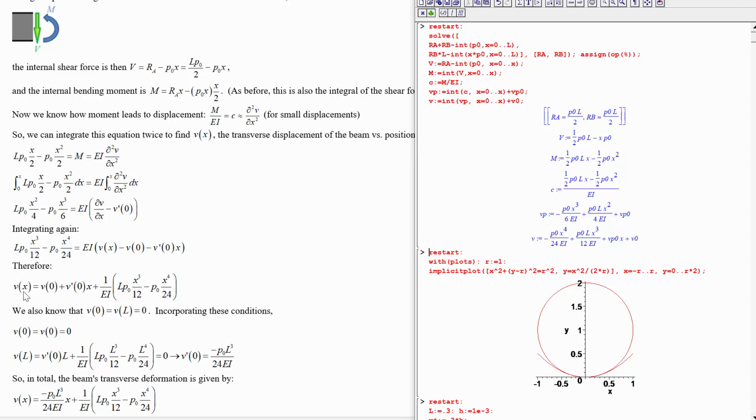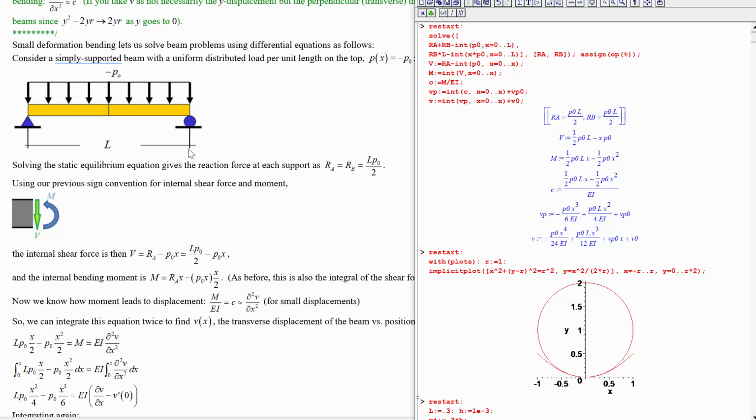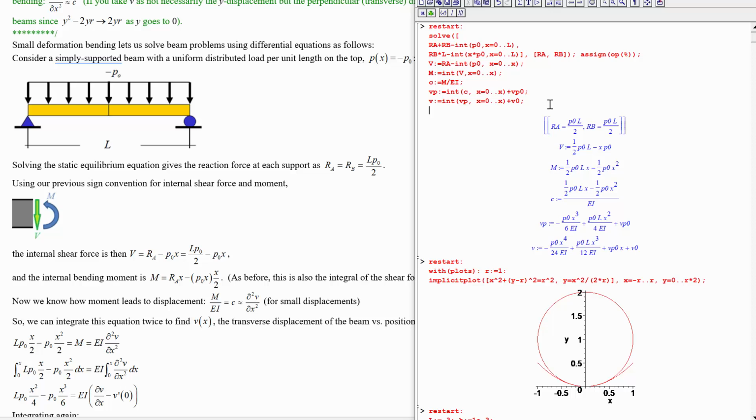We've got that the displacement at each point is the initial displacement plus the initial slope times x plus 1 over EI times L P naught over 12 times x cubed and minus P naught x to the 4 over 24 EI. Yeah. So now we can apply some conditions. What we know is that the displacement at 0 has to be equal to 0. And we know that the displacement at the end has to be that same displacement. So let's just do that.